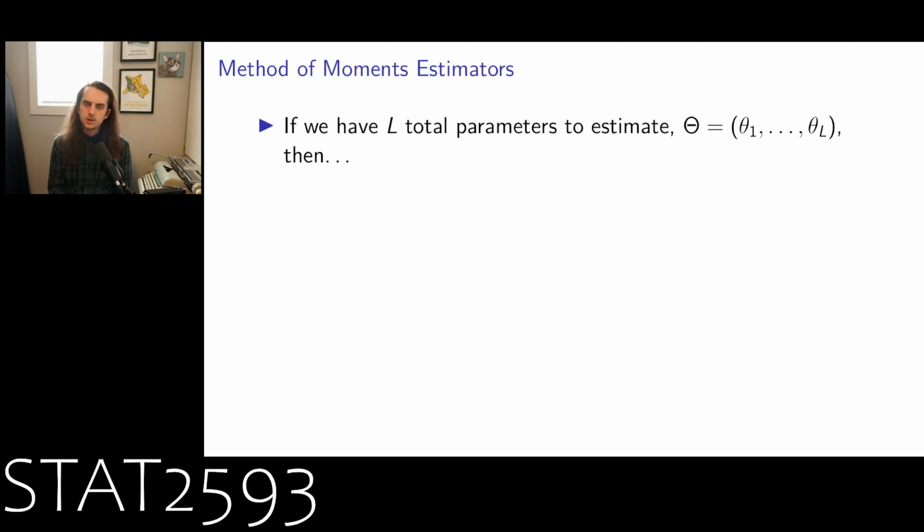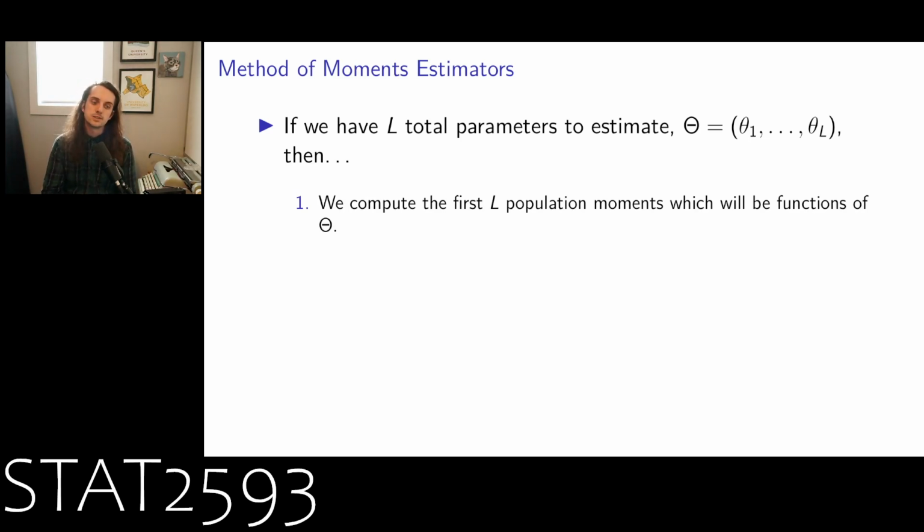So to put it concretely, if we have L parameters that we want to estimate, so remember we're estimating theta, but theta might be composed of the mean and the variance and perhaps some other parameters that define the range or whatever else, we're going to say that there's L of them in total. The first thing that we're going to do is compute the first L population moments. Okay, so that's going to be the expected value of X, the expected value of X squared, and so on up to the expected value of X to the power of L. And we're going to express these all in terms of functions of theta. The idea is that we want L different unique functions of theta.